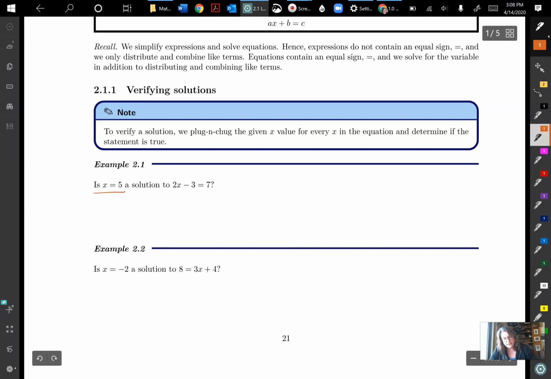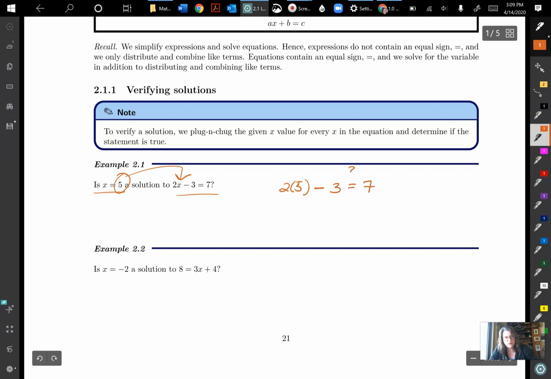The question asks, is x equals 5 a solution to 2x minus 3 equals 7? We're going to take this 5, and anywhere we see an x, we're going to plug in the 5. This happens to only have one spot. So we would plug in the 5 using parentheses just to clarify that we're doing a plug-in. If there's any exponents involved, which there will be later, exponents other than 1, we want to be careful of our signs. So we would then write the rest of it: 2 times 5 minus 3 equals 7.